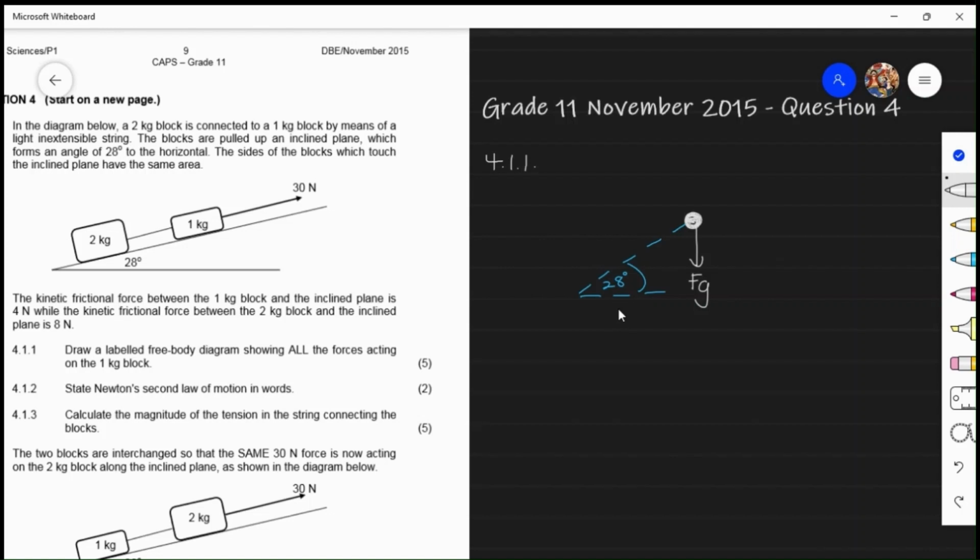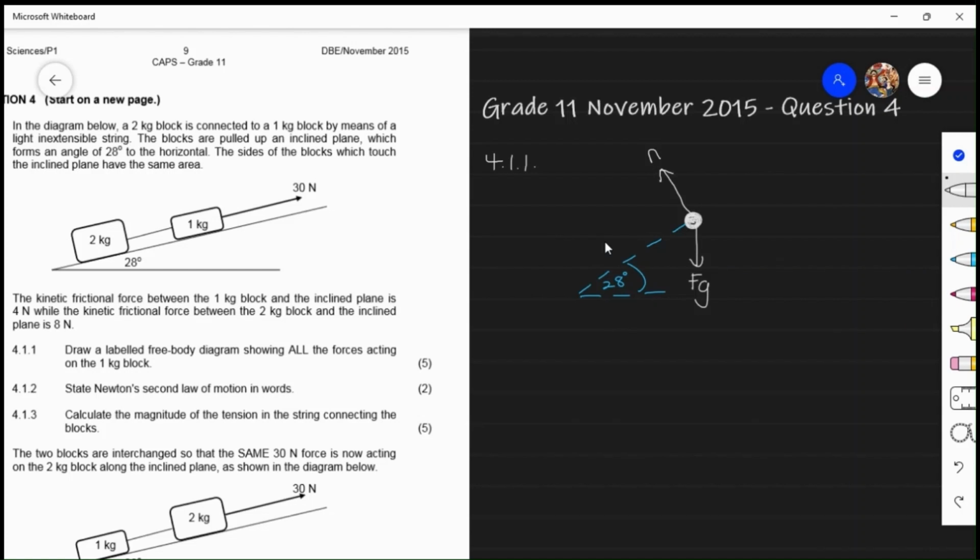Now, because we know our object is on a surface, that indicates normal force that is perpendicular to the surface on which the object is on. Now, normal force can be represented as Fn, a lowercase n, or a capital N. That is completely up to you.